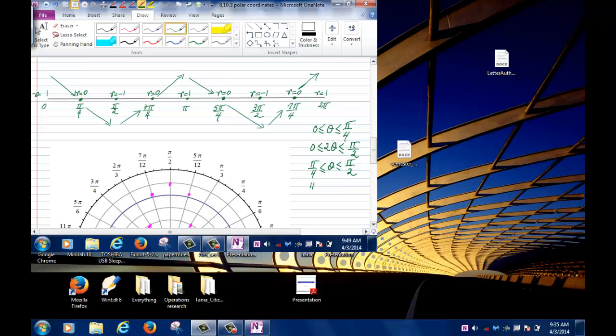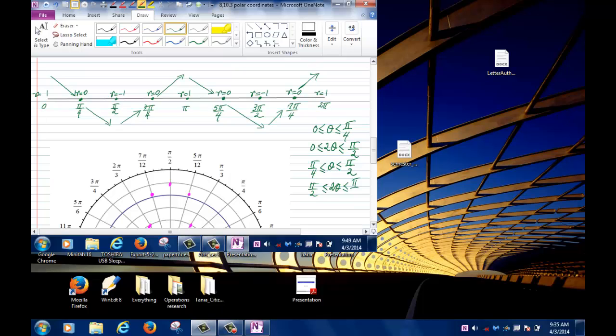Then 2 theta would be between what? 2 theta would be between this, right? Well, this would be just pi. 2 theta would be between pi over 2 and pi, right? So in that interval, as 2 theta goes from pi over 2 to pi, cosine is going from where? 0 to -1, right? I'm thinking about the unit circle.